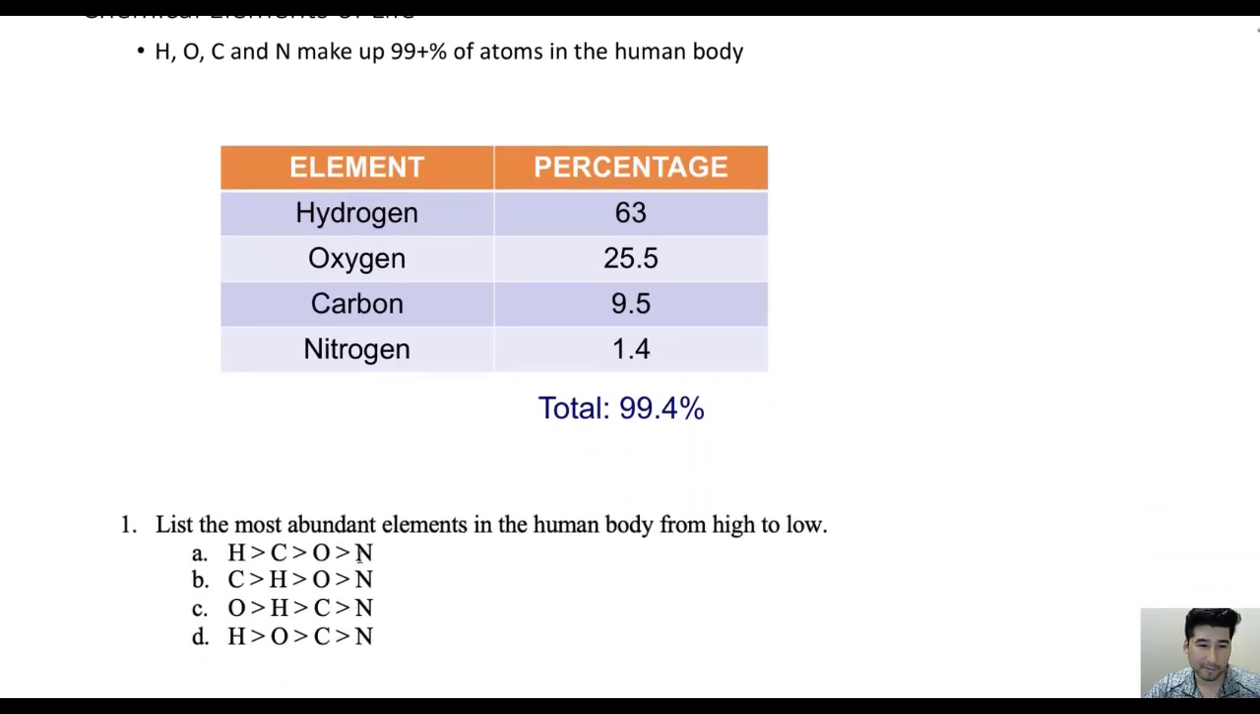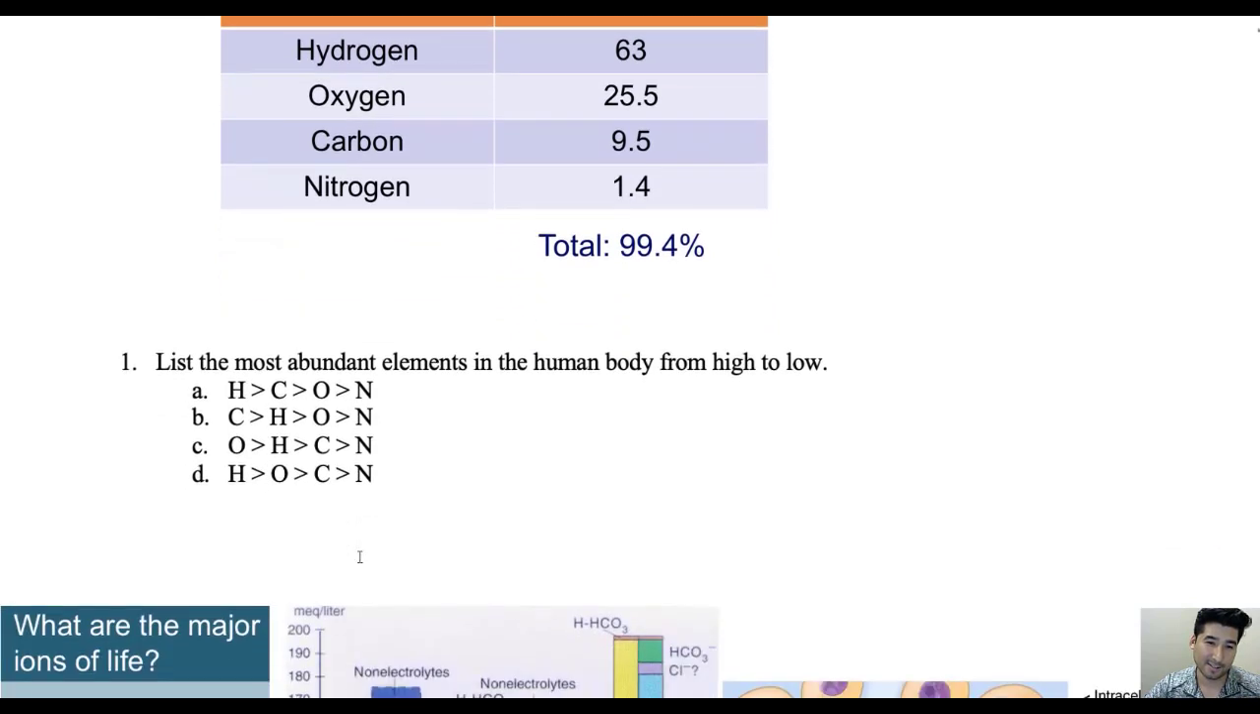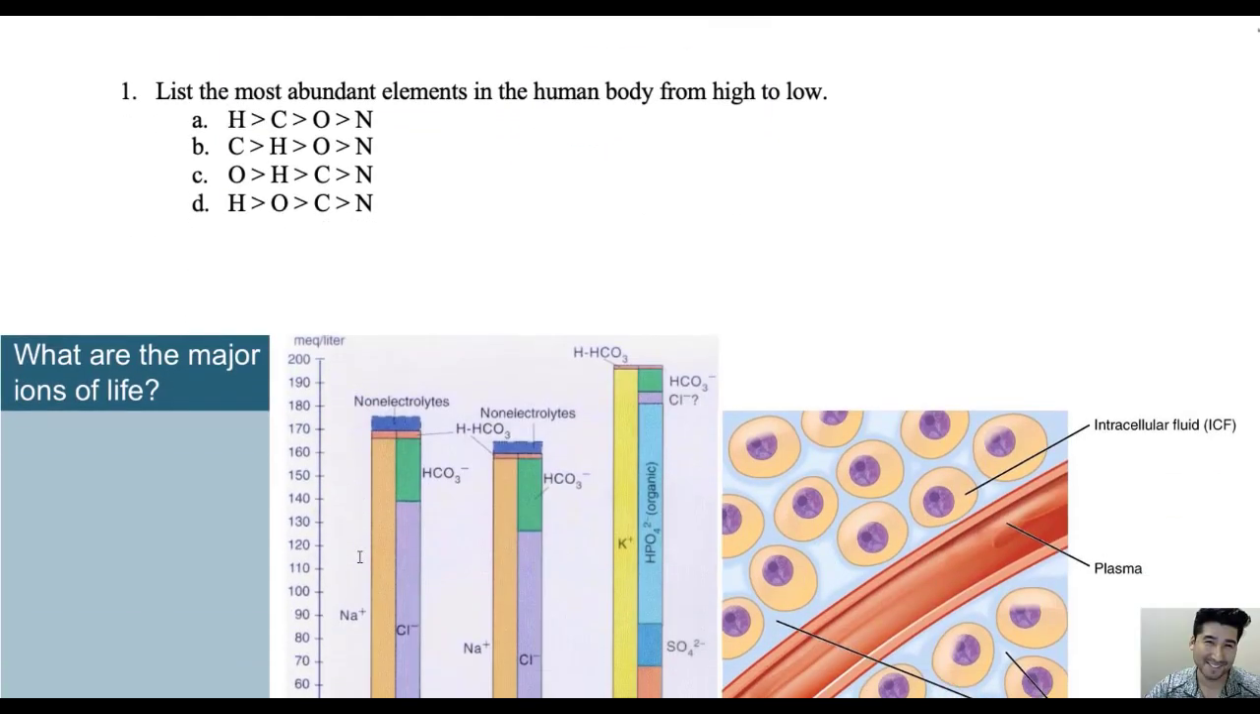And that goes to our first question, without looking at the answer or the chart. List the most abundant elements in the human body from high to low. Like we said, you have the most amount of hydrogen, so that should be your first pick, which means that B and C are both wrong automatically. So then it's between A and D.